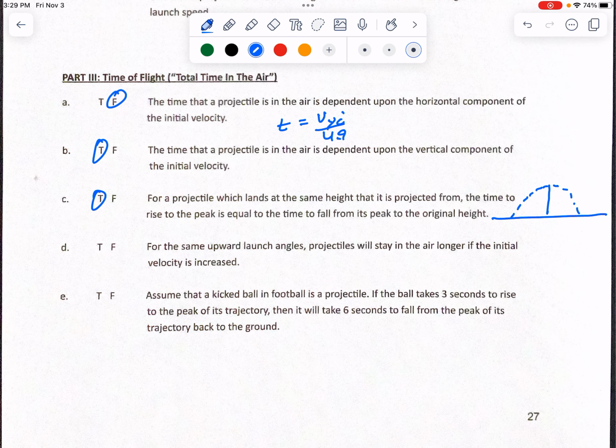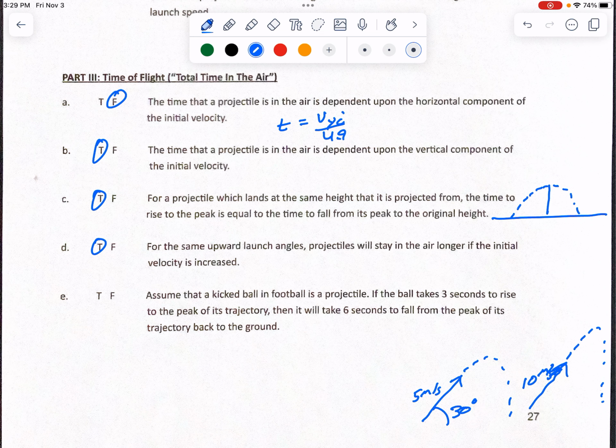For the same upward launch angles, projectiles will stay in the air longer if the initial velocity is increased. So if I have something launched at, let's say, 30 degrees at 5 meters per second, it's going to go a certain height. If I take that same thing, but now I make it 10 meters per second, that thing should go a lot higher, which means it will affect my hang time even more. So if you do increase that velocity, yes, your hang time will increase.